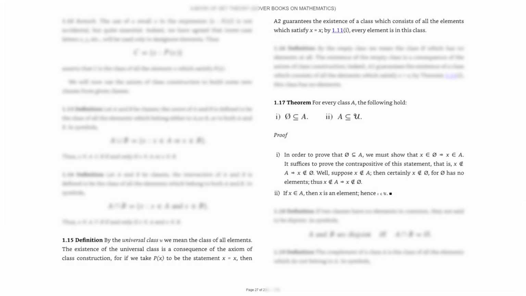Or the other class, the big one, that script U here is just saying that, what's a good way of putting this? The reason I don't know how to put this nicely is because I'm used to ZFC set theory.